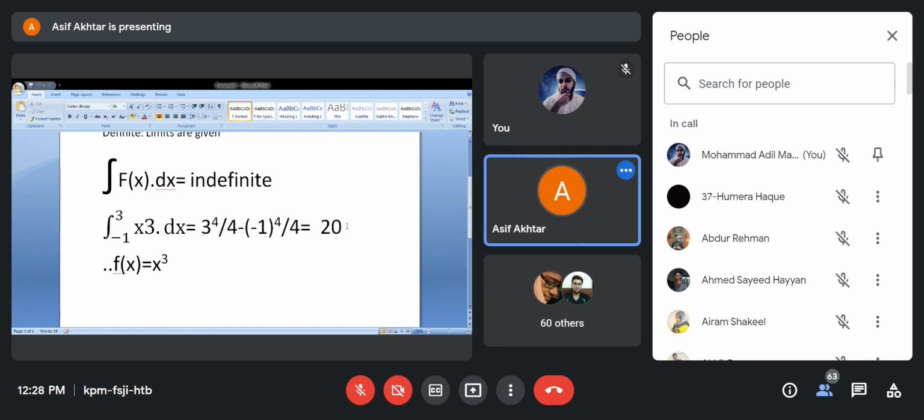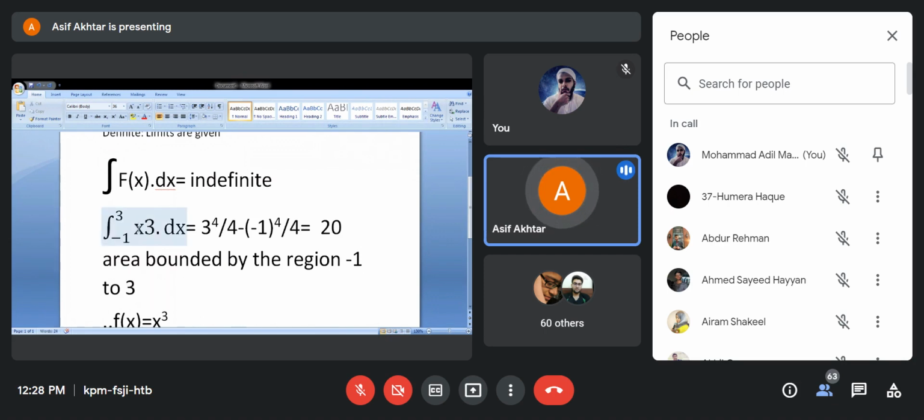Now, for example, this answer 20, what is this 20? This 20 is nothing but the area bounded by the region. Which region? Region having the limit from -1 to 3. तो ये -1 to 3, ये जो आ रहा है, जो एक रीजन बन रहा है बाय दिस कर्व x cube. तो x cube जो रीजन बना रहा है, एरिया सबटेंड कर रहा है, एरिया बना रहा है फ्रॉम द लिमिट -1 to 3, दैट इज दिस 20.